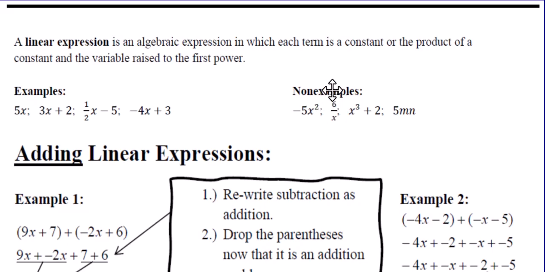Now the 6 over x, that actually means that x has an exponent of negative 1. We'll talk about negative exponents later on this year, but you can't have a variable in the denominator of the fraction in order for it to be a linear expression.